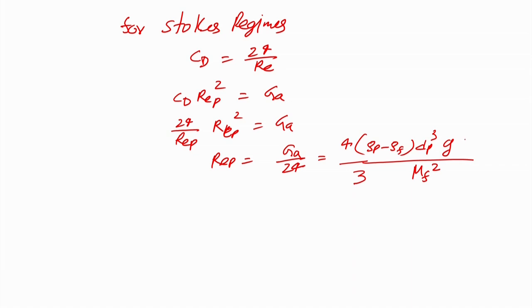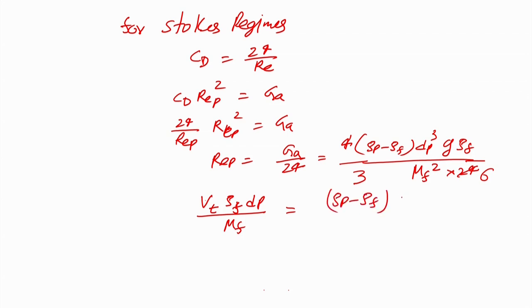Now this was rho f. You do this upon 24, and you get Rep. If you want to find the terminal velocity, the 24 will come in here. Now Rep is nothing but v of terminal into rho of fluid into d of particle upon mu of fluid. This will be equal to 4 upon 3 into, this will actually be 18, I will write 1 upon 18, rho p minus rho f into dp cube into g into rho f upon 18 mu f square.